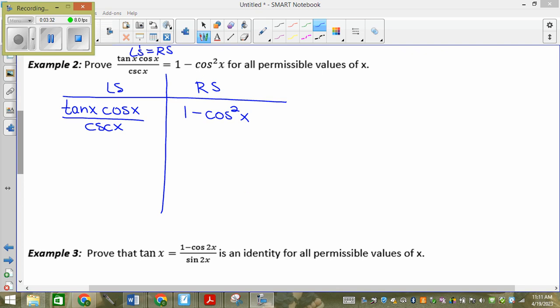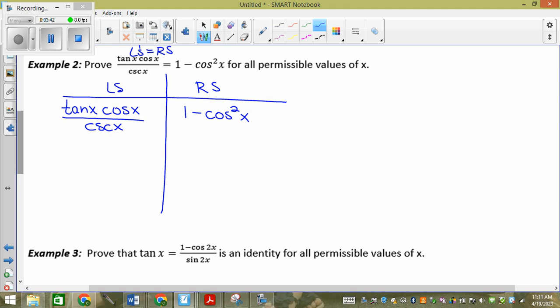Anyone have any suggestions of what I could swap anywhere? Tyson? Tan x can equal sine x over cos x. And we're going to multiply that by cos x over 1 over cosecant. Sure. I don't know why I put an equal sign there. Well.